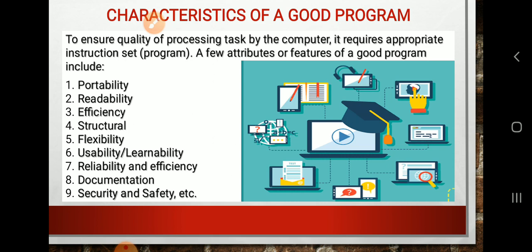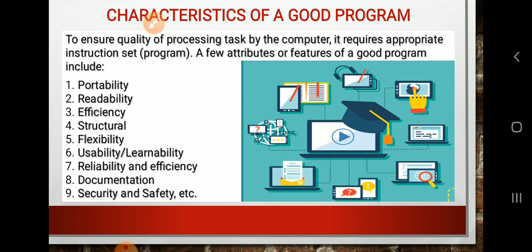Now, there should be documentation too. A good program should have documentation. Documentation here means information about the program and how to put the program into use. That's documentation. And of course, in our system development life cycle, we talked about documentation and the types of documentation, such as the technical documentation and then the user documentation.